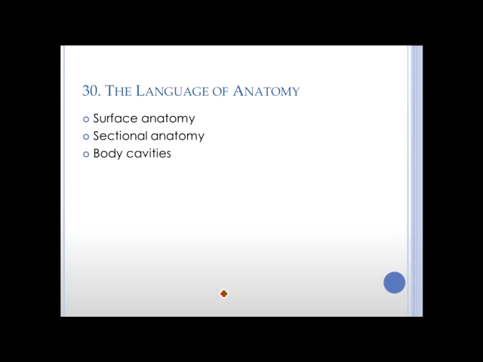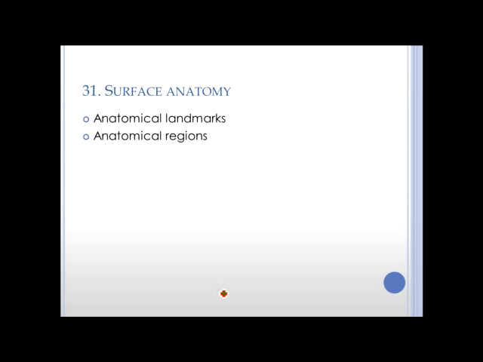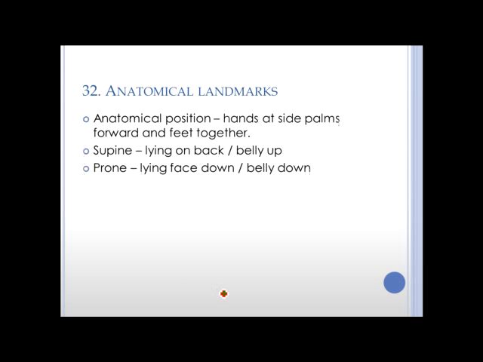The language of anatomy: surface anatomy, sectional anatomy, and then body cavities. Surface anatomy, we're going to look at anatomical landmarks and anatomical regions. And anatomical landmarks: an anatomical position, hands at side, palms forward, and feet together. Supine is pretty much lying on your back, belly up, and prone is pretty much lying face down, belly down. And you'll probably see these on the test in these anatomical landmarks.